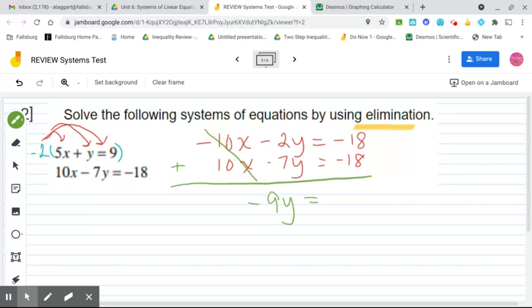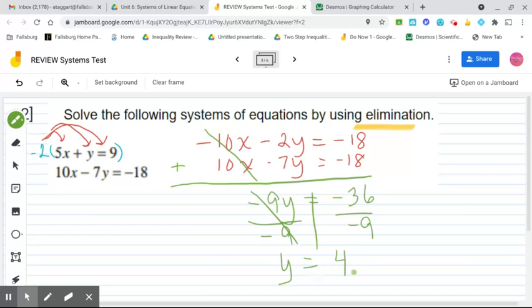Negative 18 plus negative 18 gives me negative 36. Okay, and then this is a simple one-step equation to solve for y. I'm going to divide each side by negative 9. Negative 9s will cancel, and I'm left with a positive 4. So y is positive 4.